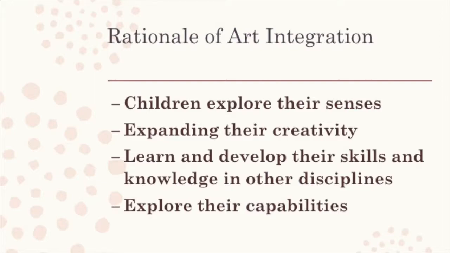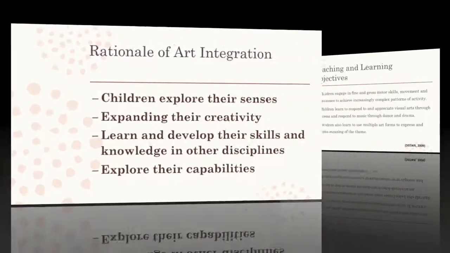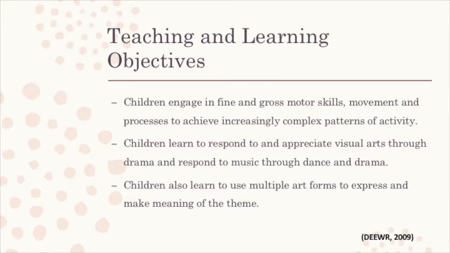In the fourth activity, children can explore the capabilities and flexibility of their body. While listening to the music, they interact with the music and perform different types of movement that represent rainbow. The following are the teaching and learning objectives, which are closely related to the rationale of art integration.